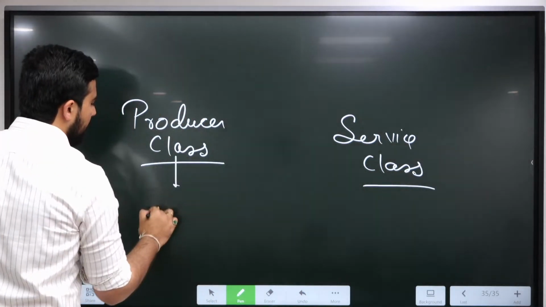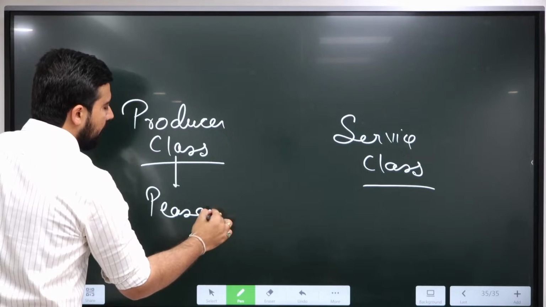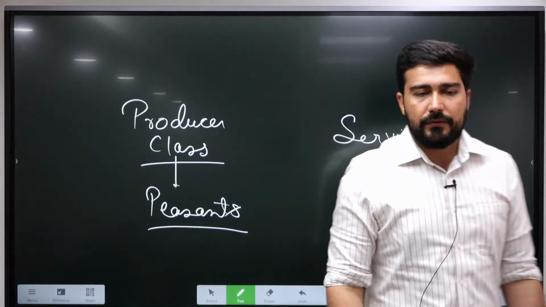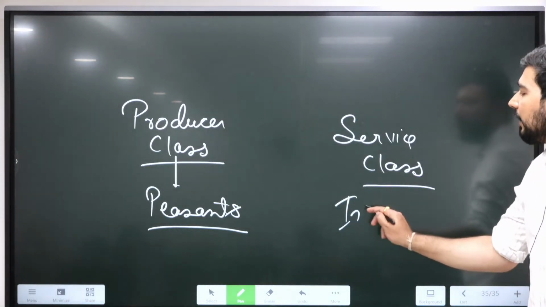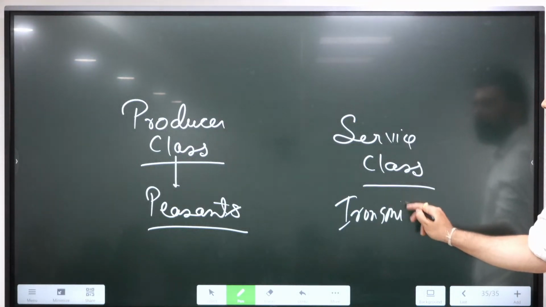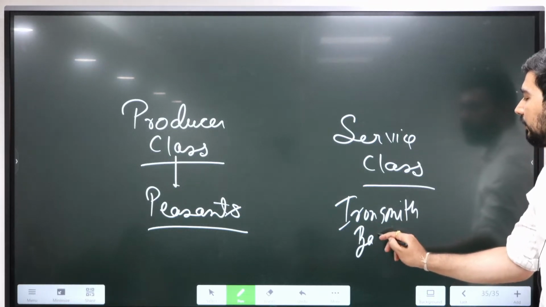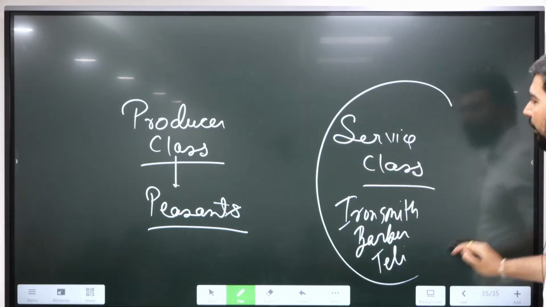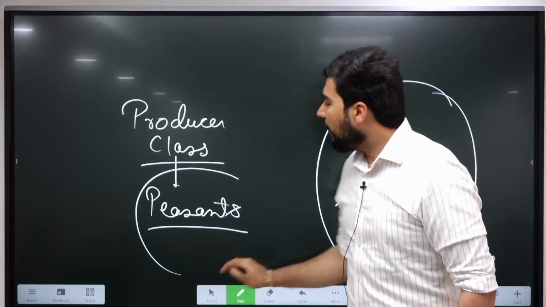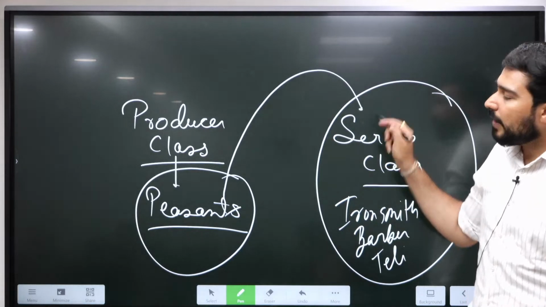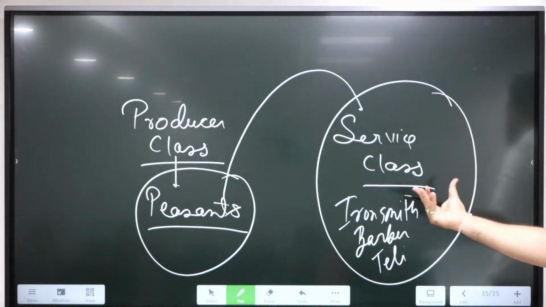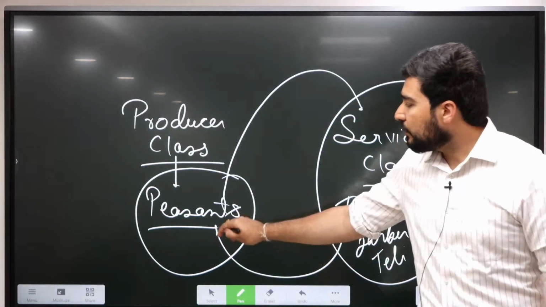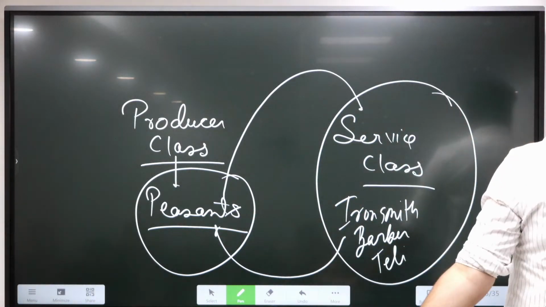So mostly the producer class are peasants or farmers in every village, but people who provide other kinds of services, like somebody could be an ironsmith, barber, or teli, etc. What used to happen in the villages, at the time of harvest, peasants used to provide some harvest or grains directly to the service class, and throughout the year the service class used to provide their services to them.